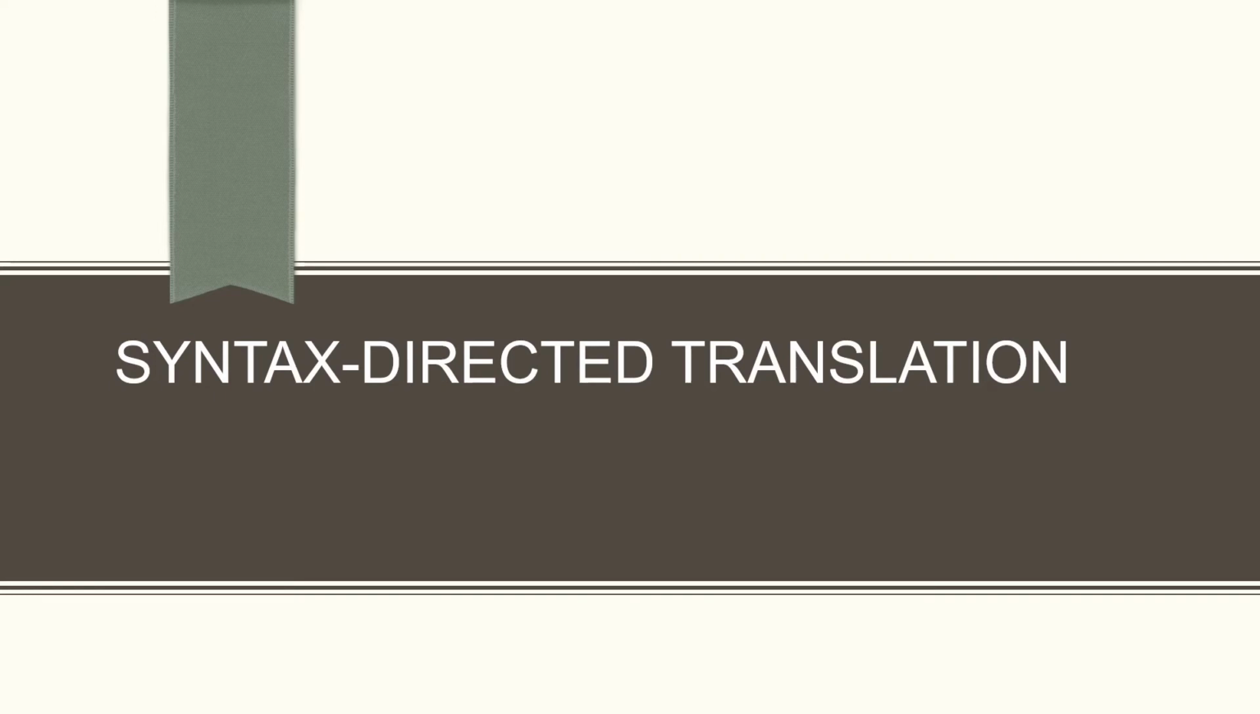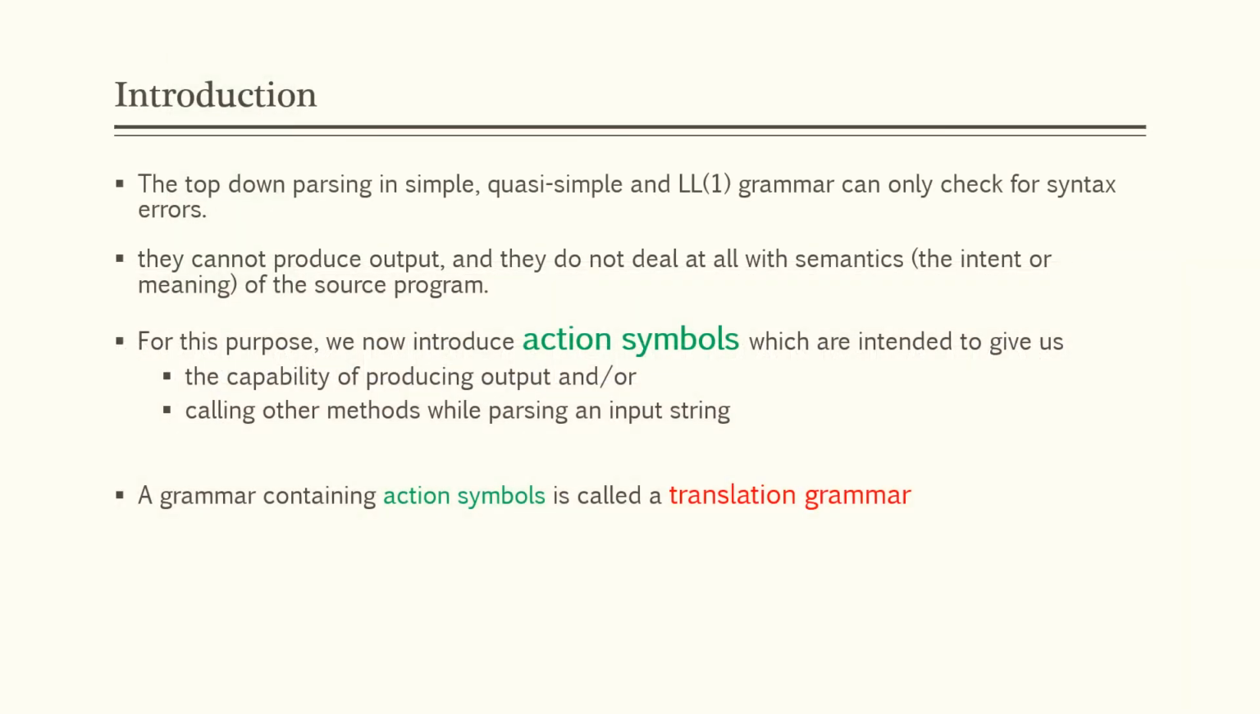Now we move to the next subtopic, which is on syntax-directed translations. In the previous subtopic, we looked into top-down parsing for quasi-simple and LL1 grammars. Those grammars can only check for syntax errors, but not semantic errors. Semantic errors are the logical errors of the program code. They cannot be checked; the grammar only checks the structure. The previous grammars we learned also cannot produce an output, and we cannot check the output as well.